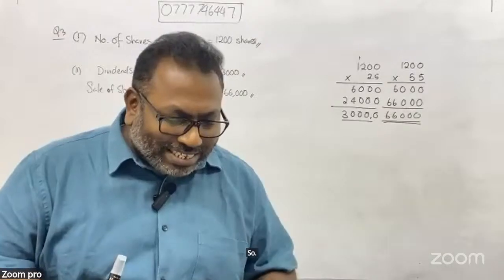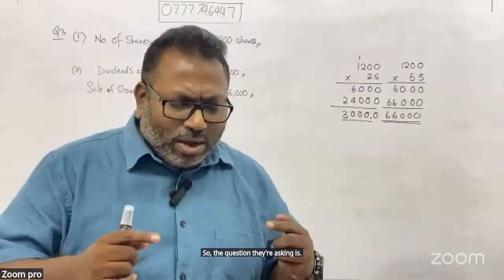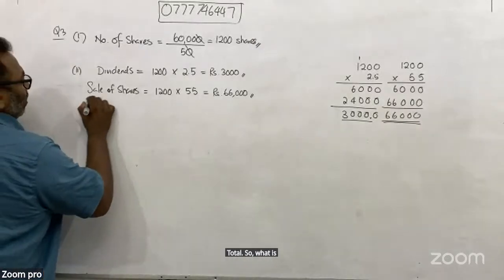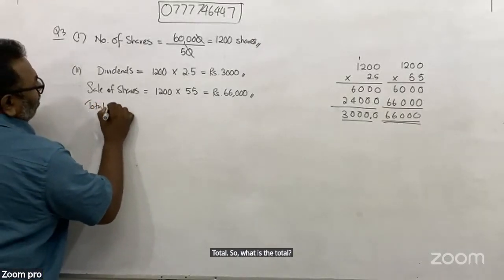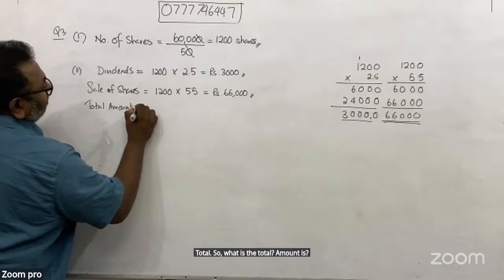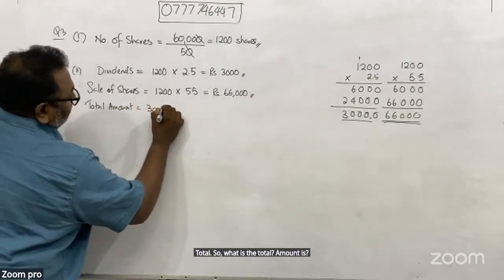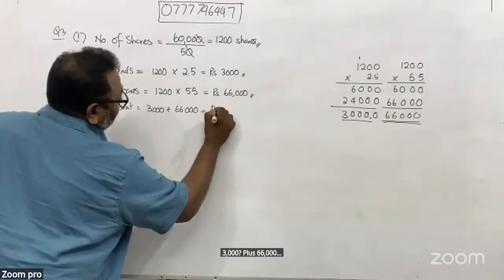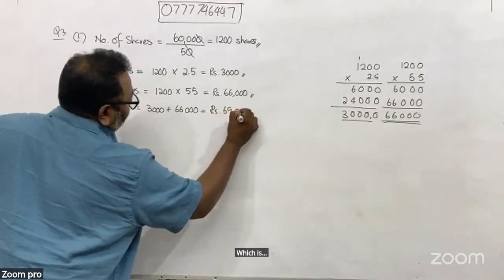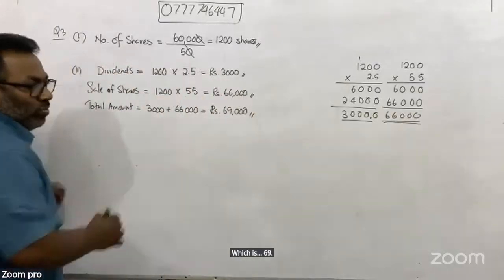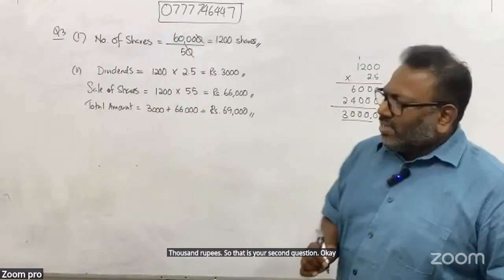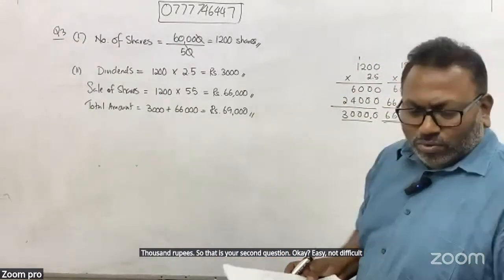So the question they're asking is how much does he obtain in total? So what is the total amount? 3,000 plus 66,000, which is 69,000 rupees. So that is your second question. Okay, easy, not difficult, can do.